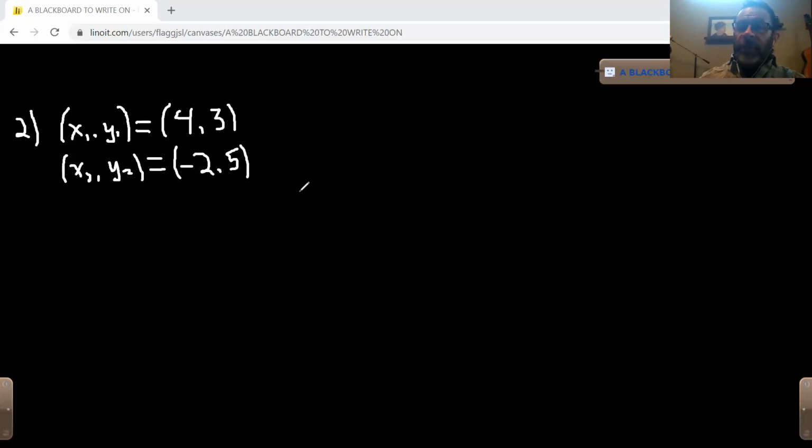So remember that we've got a couple of expressions that we can use here. The first thing is that we can find the slope. And remember that we've got an expression for the slope that says that the slope of the line is going to be y2 minus y1 divided by x2 minus x1, okay? And so let's use these 2 points to find the slope.